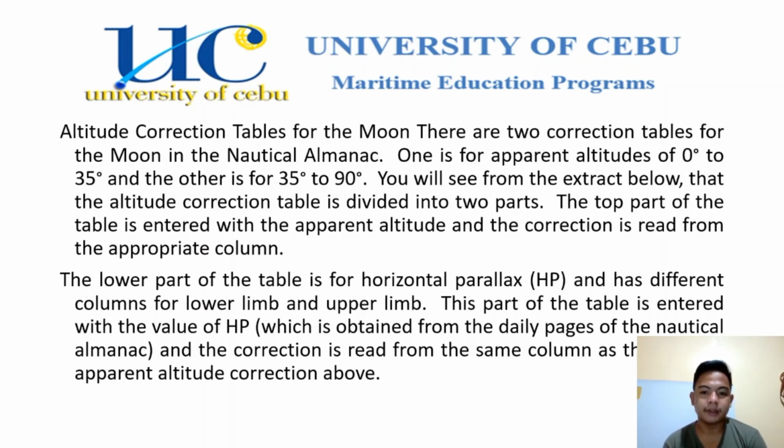You will see from the extract below that the altitude correction table is divided into two parts. The top part of the table is entered with the apparent altitude and the correction is read from the appropriate column. The lower part of the table is for horizontal parallax and has different columns for lower limb and upper limb. This part of the table is entered with the value of HP, which is obtained from the daily pages of the Nautical Almanac, and the correction is read from the same column as the apparent altitude correction above.